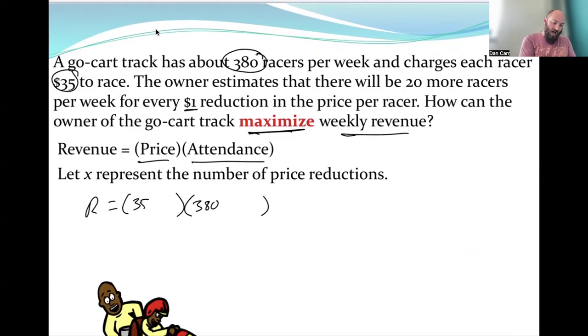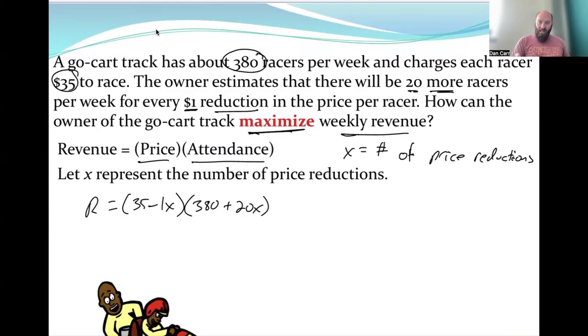The owner, if we do a dollar reduction in the price, so I'm representing that as 1 minus 1x, we expect 20 more racers to show up. So that means that I'm going to do 20 plus 20x here. In this scenario, x is actually representing the number of price reductions. So instead of it being an exact value of x, I'm actually saying this is how many times we're going to reduce the price. Okay. Every time I reduce the price by $1, this goes up by 20.